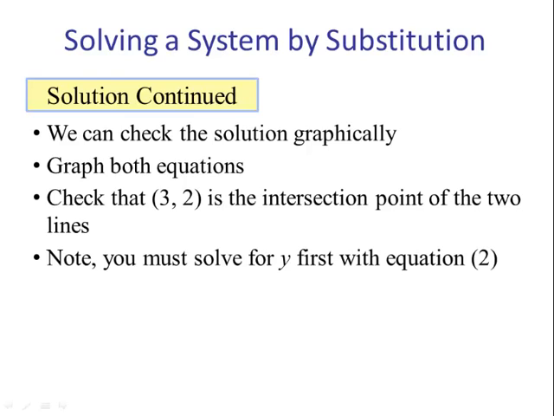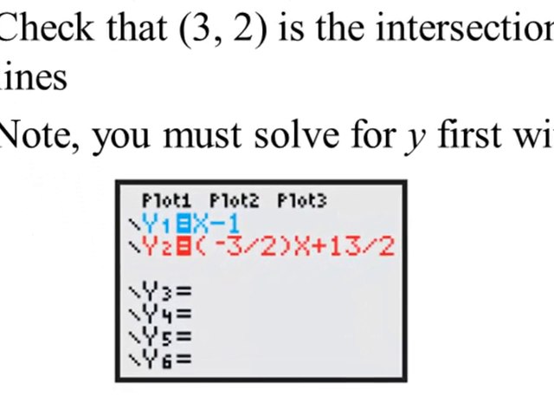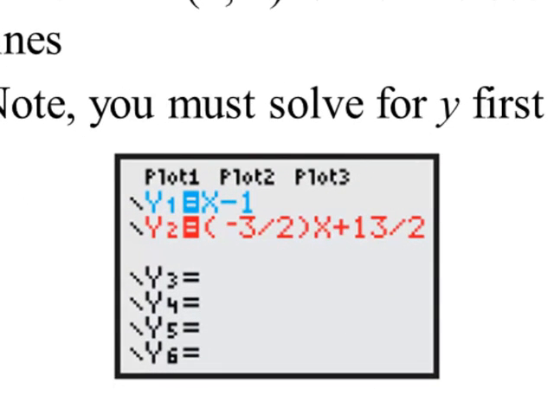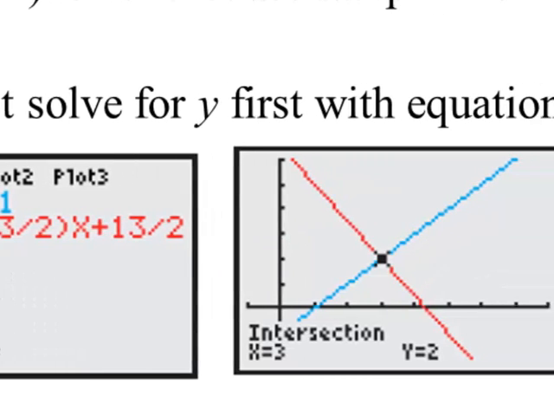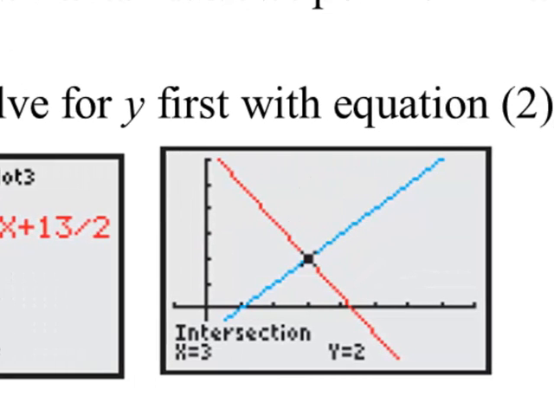So we have to solve for y first for equation 2. Then we use our y equals button on our graphing calculator. We type in x minus 1 for the first equation, and negative 3 divided by 2 times x plus 13 over 2 for the second equation. And using our intersection feature, we see the calculator verifies the point of intersection is (3, 2).